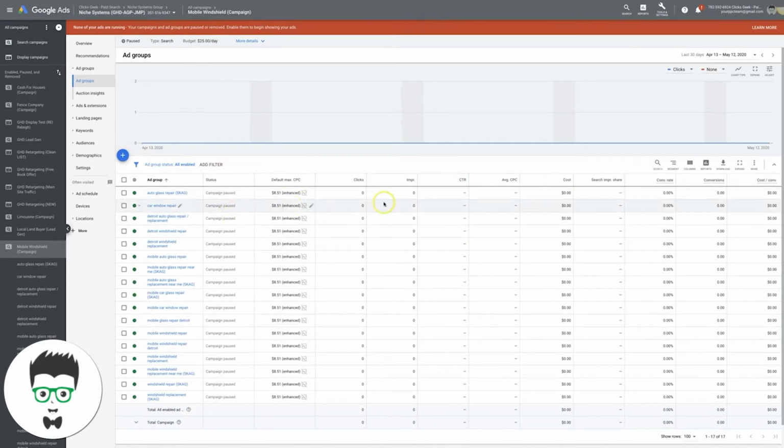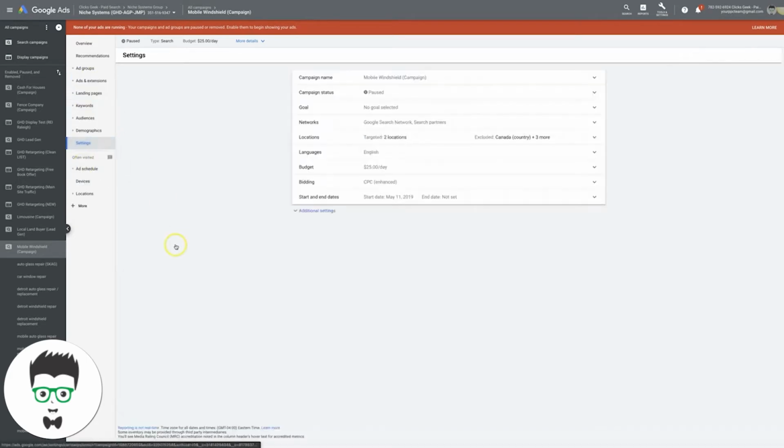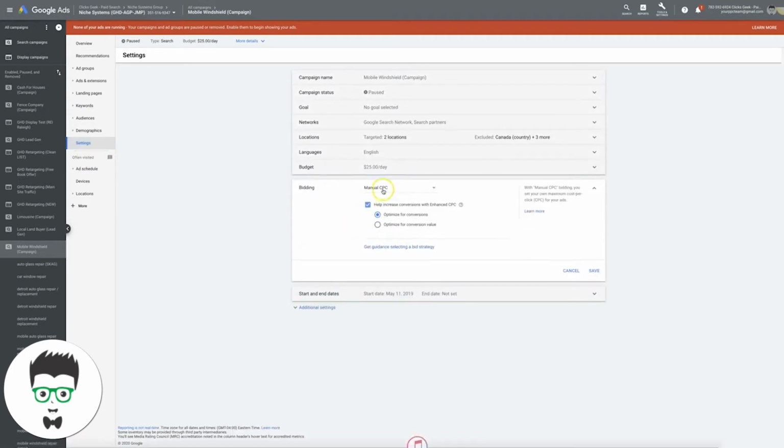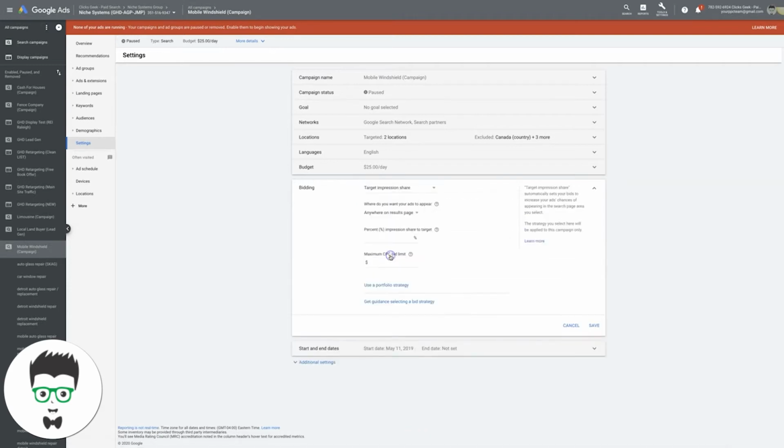To set that up is really simple. You would just come into your campaign, where you're looking at the ad groups, come down to settings, and come over to bidding. It's going to give you a few different options here, and you're going to come down to the automated bid strategies, target impression share. Now you have a few options when setting this up.